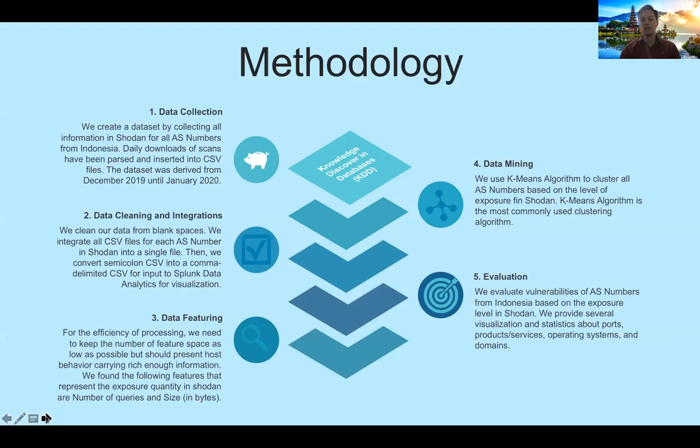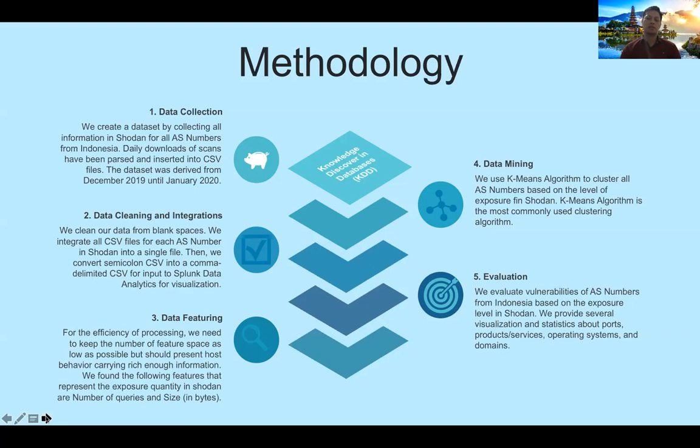The next step, data featuring. For the efficiency of processing, we need to keep the number of feature spaces as low as possible, but it should represent host behavior carrying rich enough information. We found the following features that represent the exposure quantity in Shodan: number of queries and size in bytes.